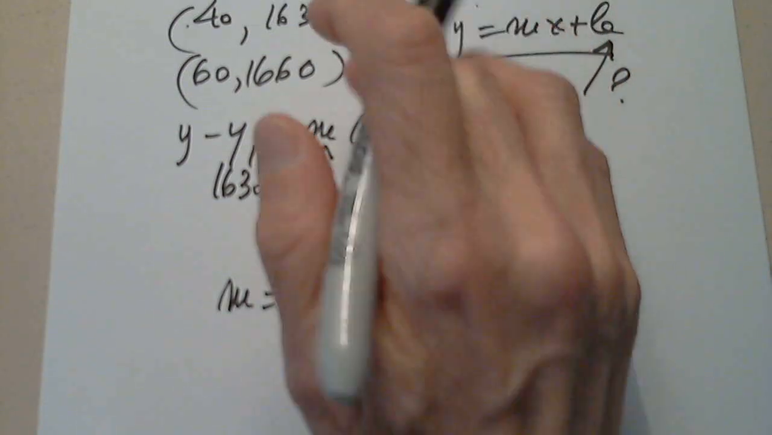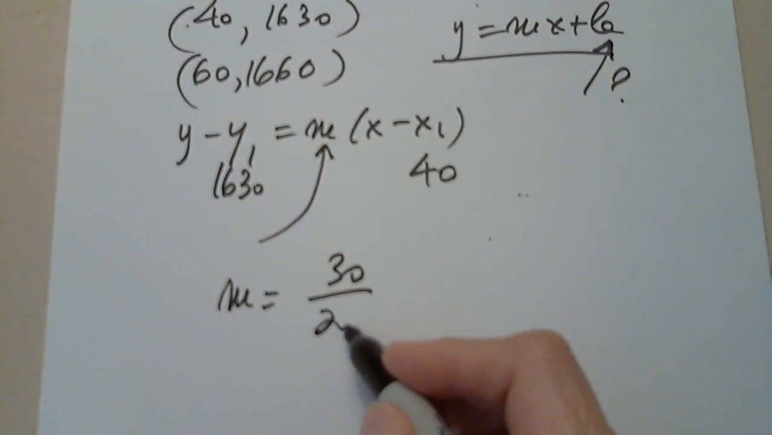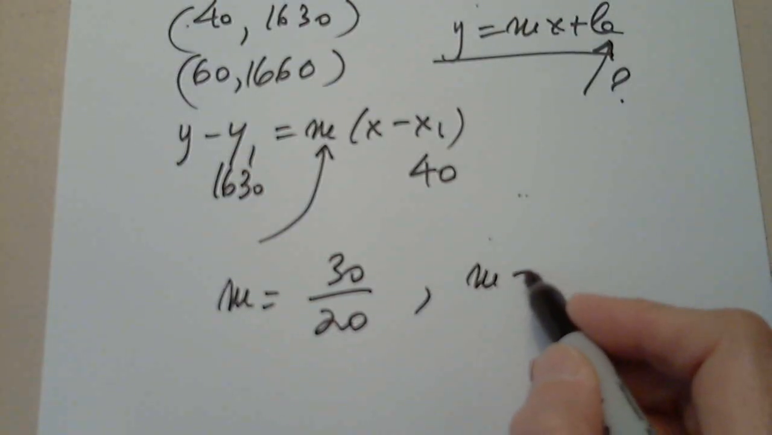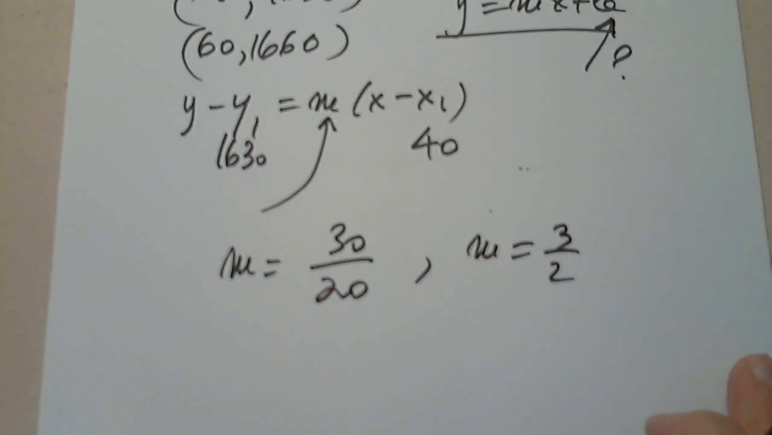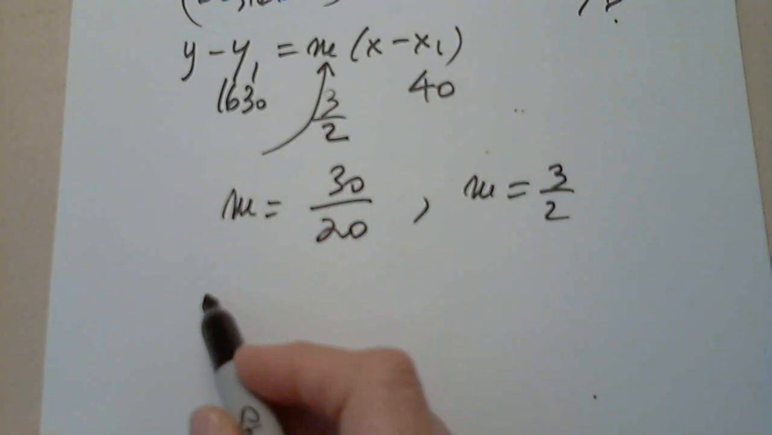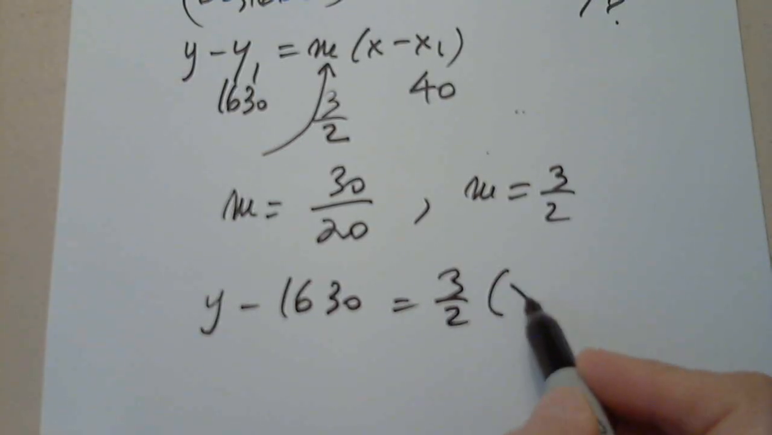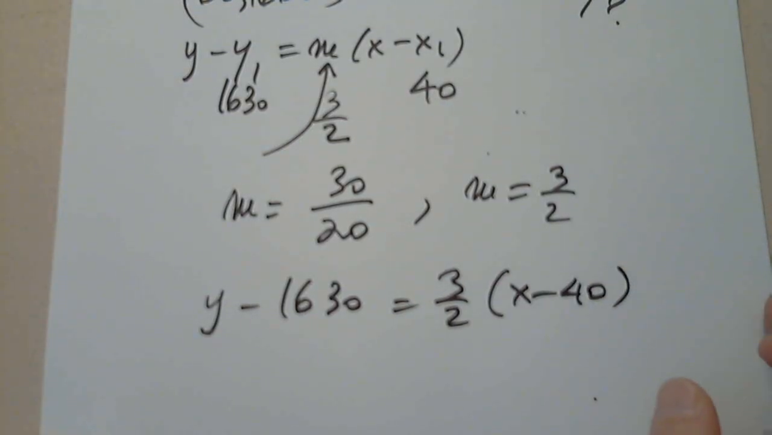1660 minus 1630 is 30. 60 minus 40 is 20. So then the slope is 3/2. So I put in 3/2 here. So y minus 1630 equals 3/2 times x minus 40.